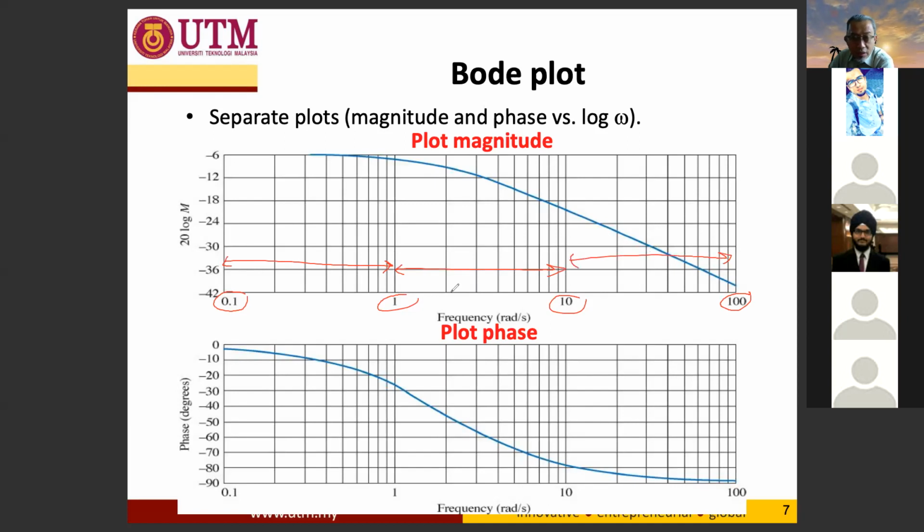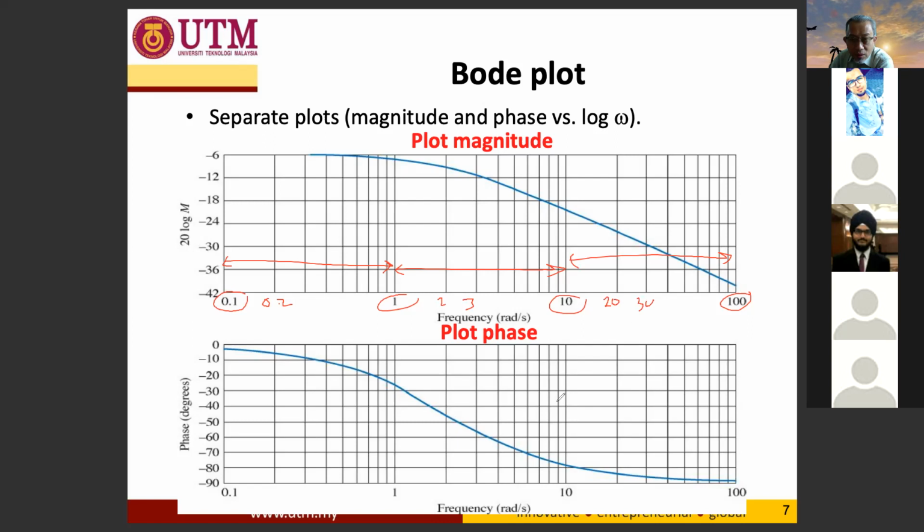Each decade consists of 10 parts, which is 0.2, 0.3, 0.4, 0.5, 0.6, 0.7, 0.8, 0.9, then 1.0. Then this one will be 2, 3, 4, 5, 6 until 10. After this one, it is not 11 but 20. It's 20, 30, 40, 50 until 100.